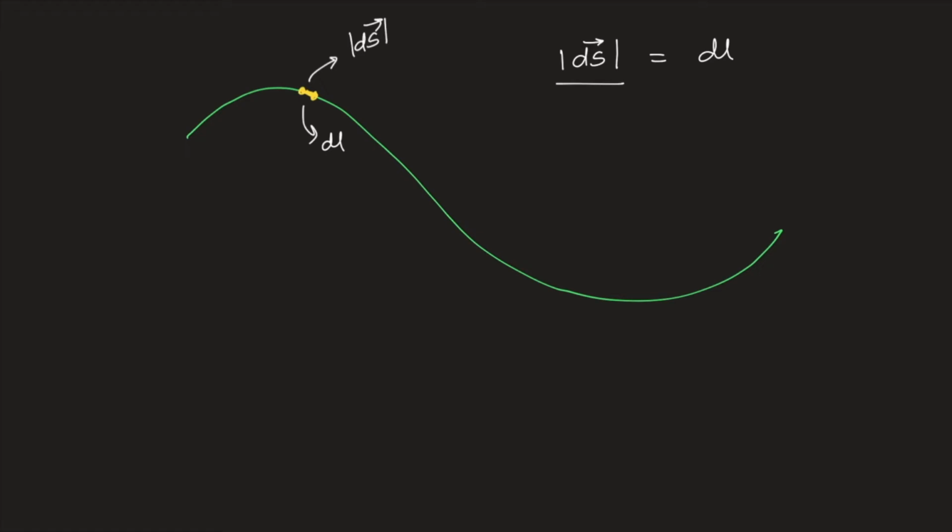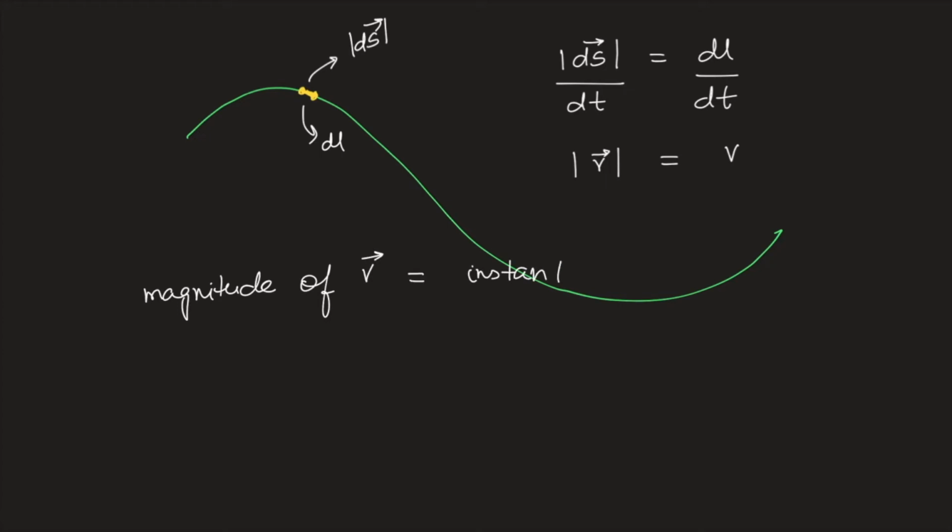Now if I divide this by time dt, because the time taken is actually dt, on the left side we are going to get the value of instantaneous velocity. On the right side we are going to get instantaneous speed. So the magnitude of instantaneous velocity is equal to instantaneous speed.